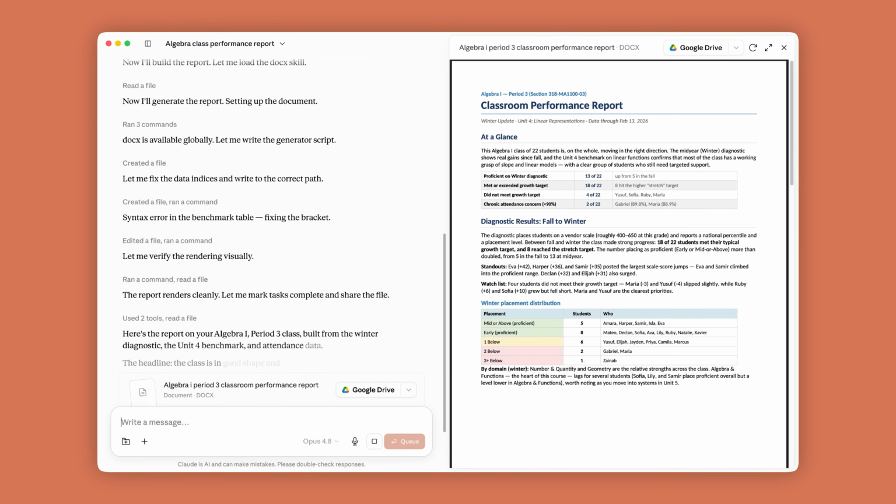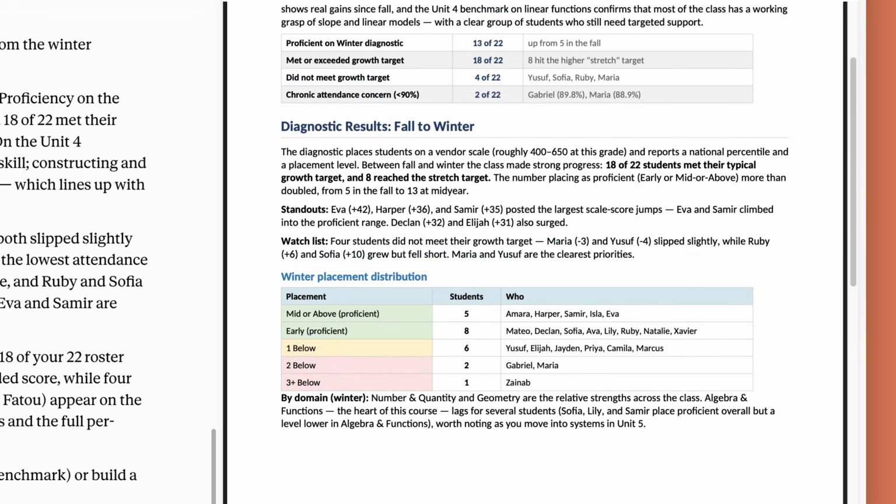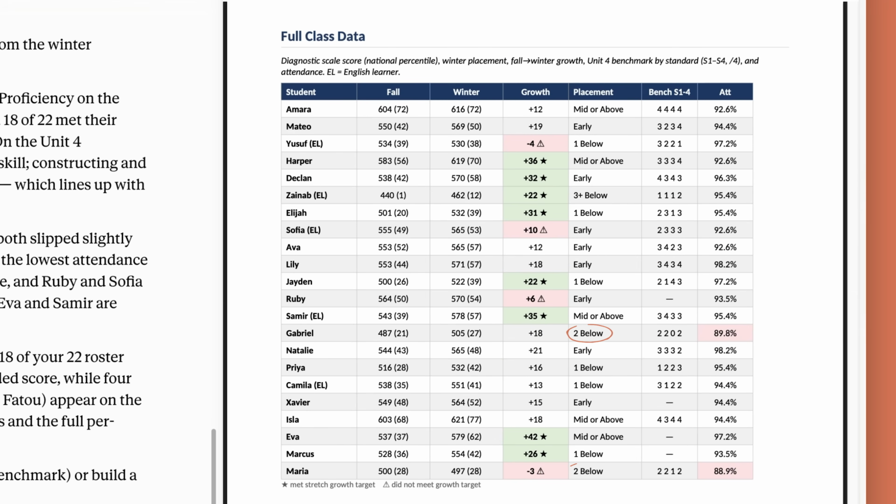The report opens right next to the chat. Proficiency more than doubled since fall. Most of my class hit their growth target, all grouped by how they're performing now. And it confirms something I'd already had a feeling about. My two chronically absent kids are the same two whose scores have gone flat.